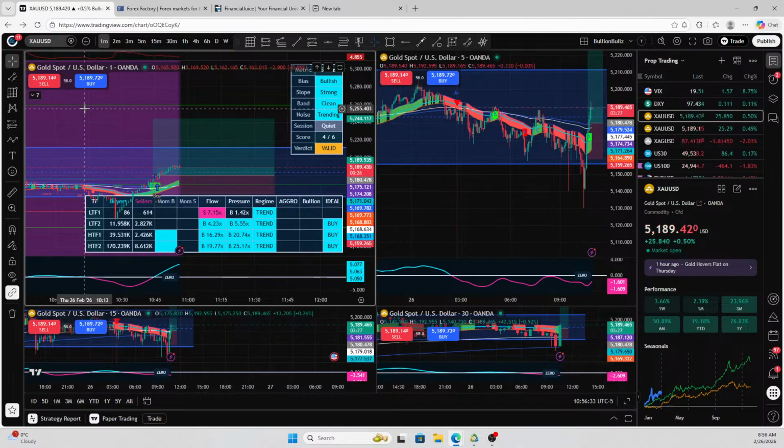Yeah, the move to the upside has been very, very aggressive. The 30-minute candle will close in 3 minutes. Let's see how the candle closes, and then we should see if the bullishness continues, because on a higher time frame we're still bearish.